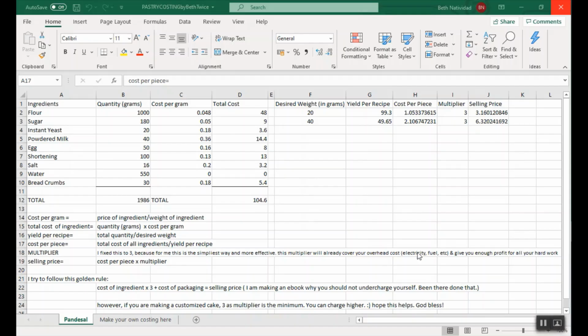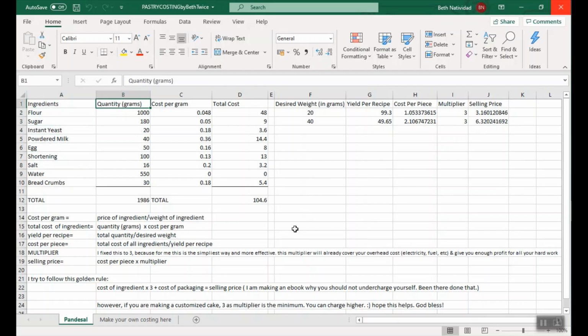And today I will show you how I arrive with my formulas, or how I made my costing for pandesal as an example. So here, for this first column, you will place all your ingredients. For example: flour, sugar, instant yeast, powdered milk, egg, shortening, salt, water, breadcrumbs.